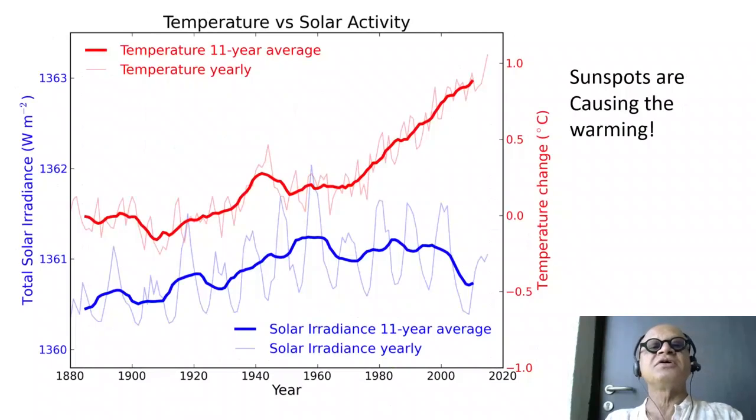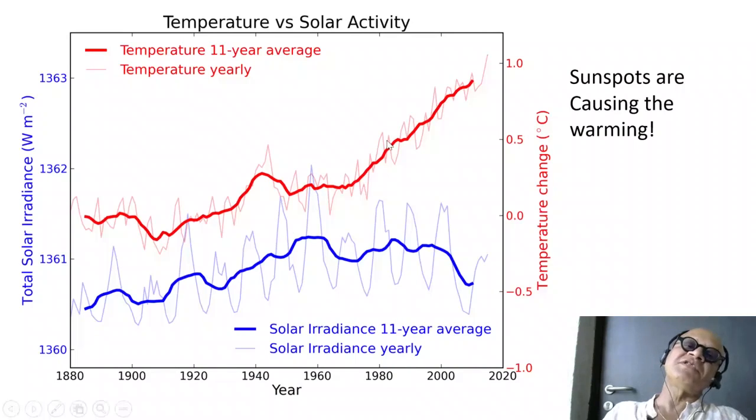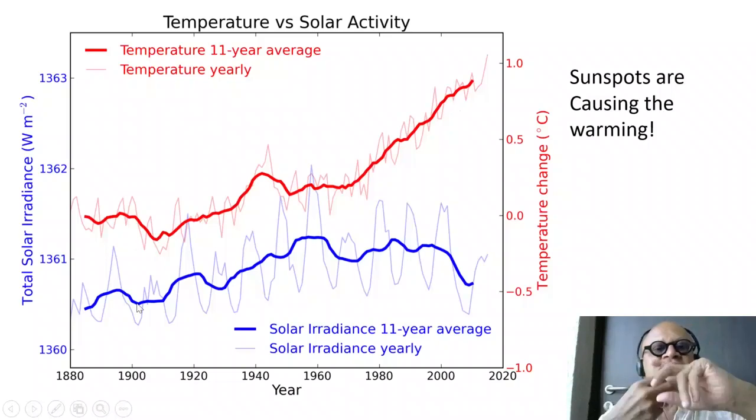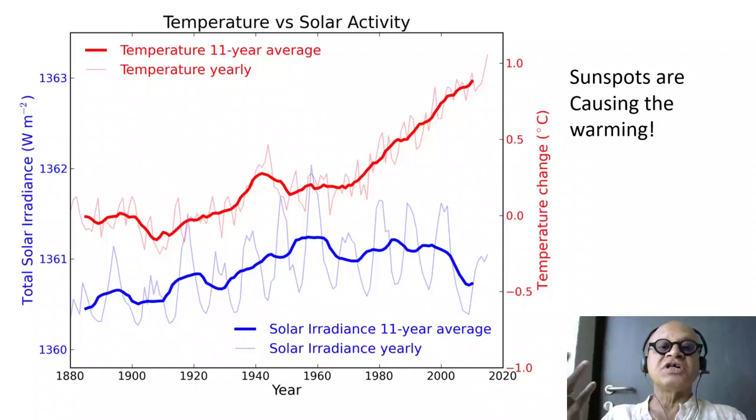The other doubt that is always sown in people's mind is to say solar activity can cause global warming. Well, here is the warming again, temperature with 11-year average. Why? Because the sun has an 11-year sunspot cycle. Sunspots are these twisted knots of magnetic fields on the sun's surface which change the energy.